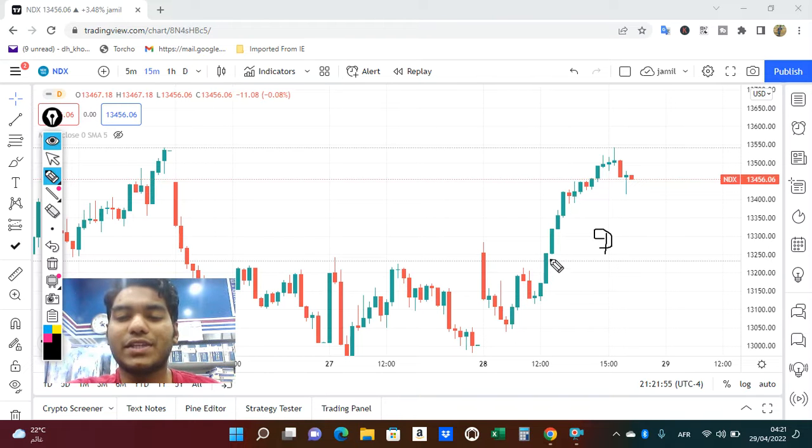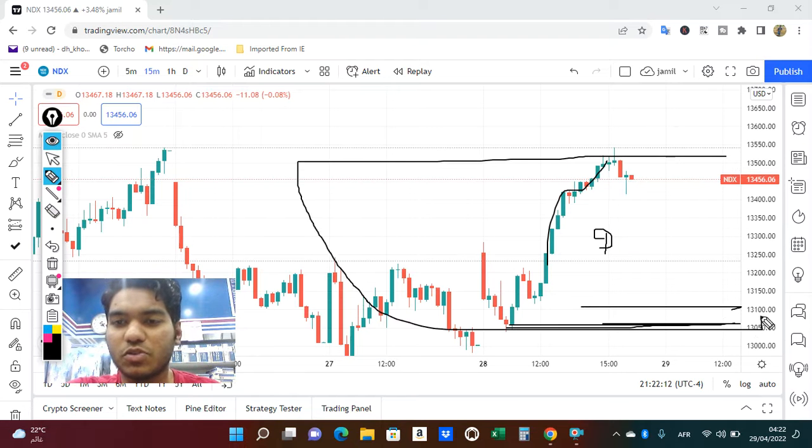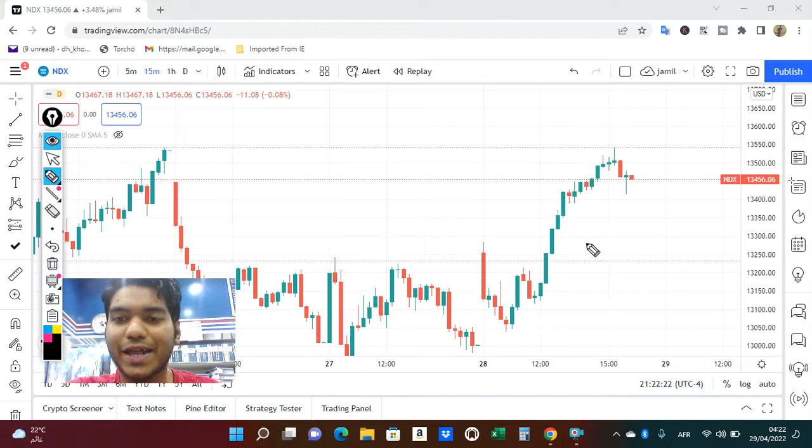Both the buyers and the sellers are going to be confused, and the sellers will try to sell in the market, but the buyers will try to protect the market in this range. So 13,000, 13,100, and 13,500, this is going to be the range for tomorrow. It looks like a very wide range, but 13,500 and 13,000 are going to be very good support and resistance for the market. If the market directly opens with a gap down, then it's going to be a volatile market.